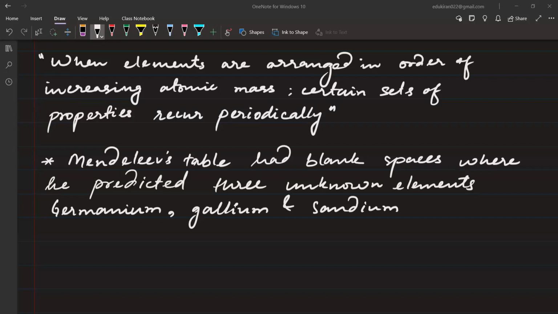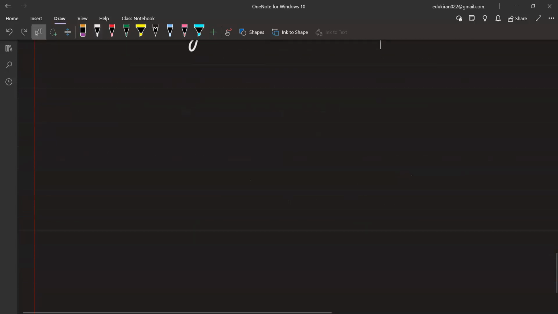That's it. Now, after that, he also did some more experiments, and then he arranged after a few more years, and there were almost 8 elements for which he had blank spaces. Let me show you this table. So this was the first version of his periodic table.